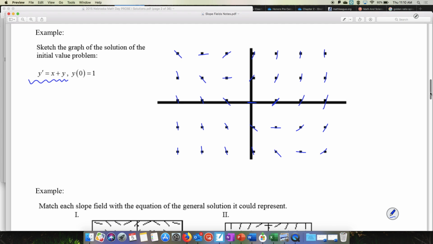Okay, does your slope field, is it starting to look like mine? Are you seeing a pattern here? We kind of have some diagonal patterns happening, right? Since our differential equation is x plus y, we have along the diagonals the same slopes.